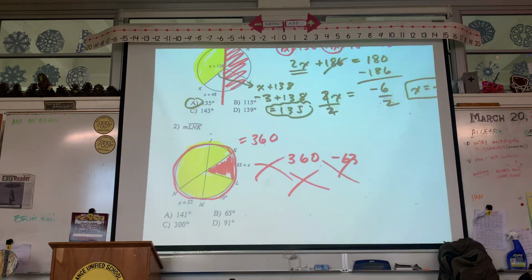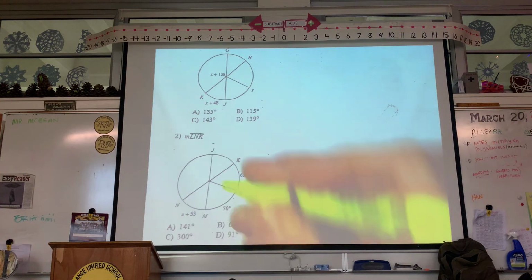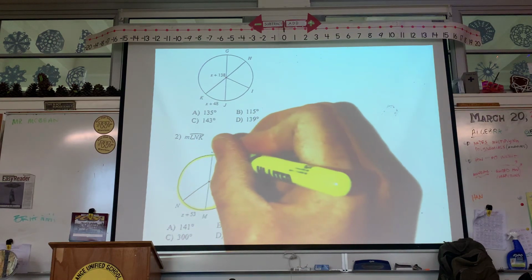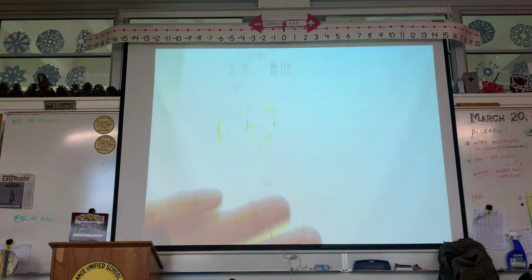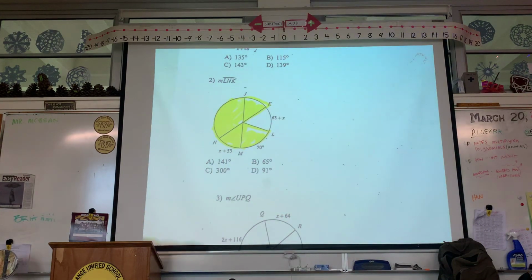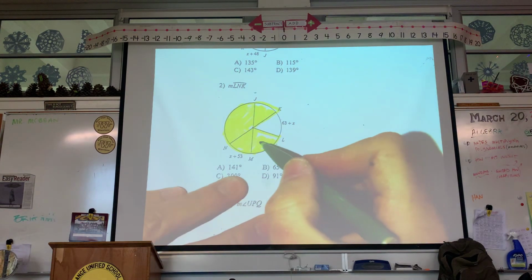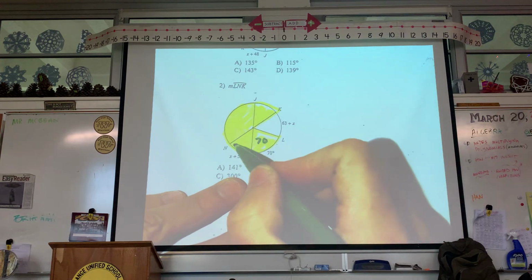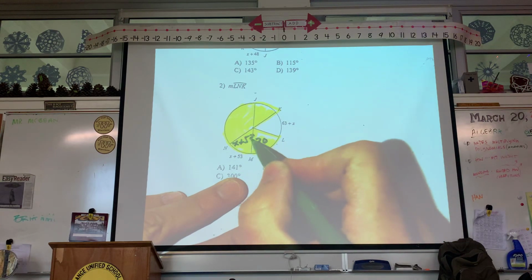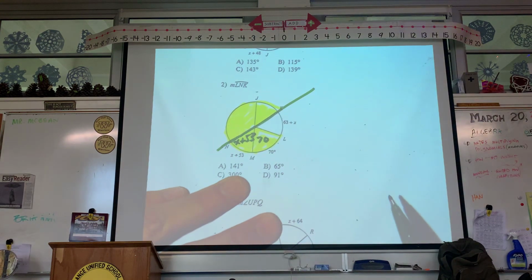Now, I know that if this is 70, that's 70. And if this is x plus 53, this is x plus 53. And I also know that this is 180 over here. So that's all solved. I just have to figure out this and then figure out x. So let's do the whole kit and caboodle here: 180 plus x plus 53 plus 70 plus 63 plus x equals 360. That's a long equation, guys. That's pretty big. Let's do it.